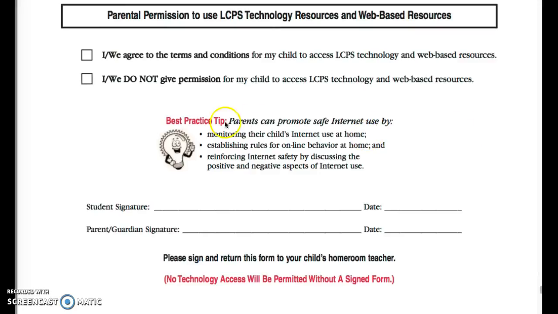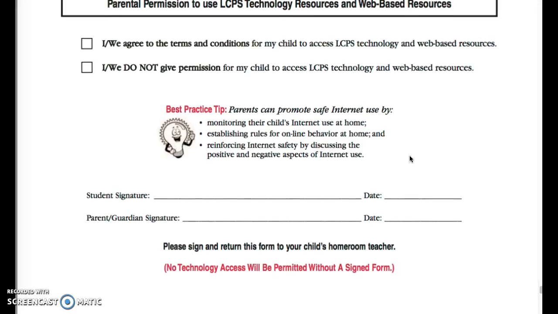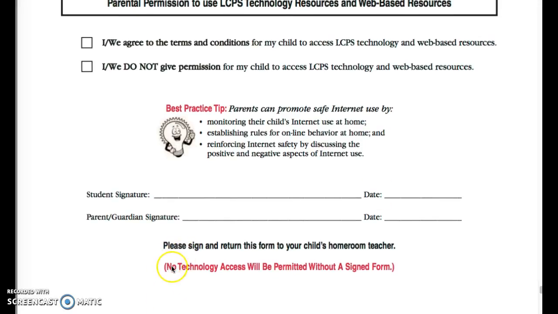It also gives some parent tips, which I really like, which talks about how the parent should be monitoring the student when they're not at school, when they're using the internet as well, and that they should talk to their kids about internet safety, social media, and the best way to be safe and positive when using the internet. Also, no student will be able to use technology or log in. They will not have a login until this is signed.